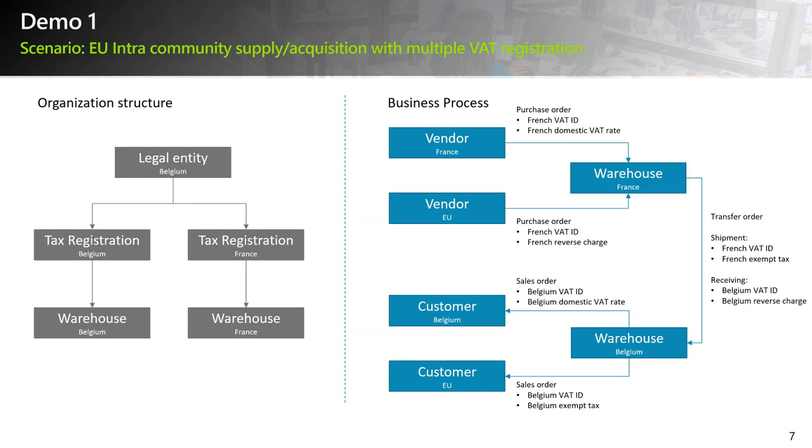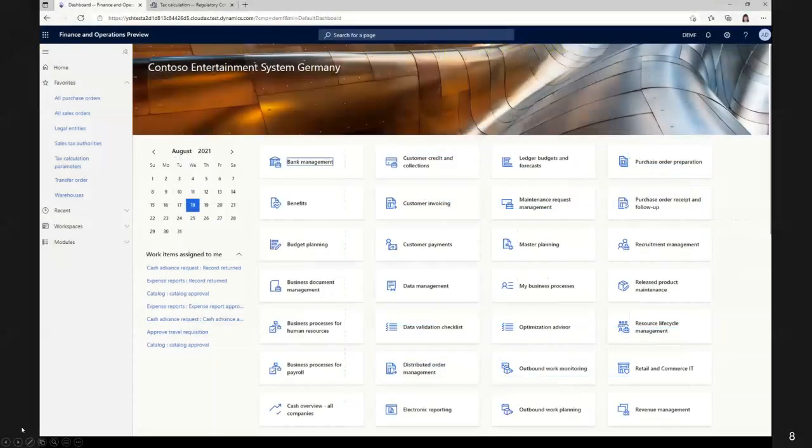And for the sales side, when they are selling to a Belgian customer from the Belgium warehouse, the Belgian VAT ID and Belgian domestic VAT should be applied to the transactions. And when selling to an EU customer from the Belgium warehouse, the Belgian VAT ID and Belgian exempt tax are applied. So this is a high-level description of the scenario. Let's now switch to the demo, which we recorded in advance, and see how this scenario works in the system. Could you please play it back?